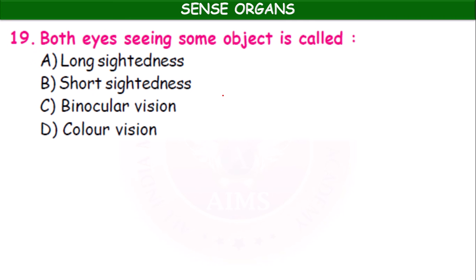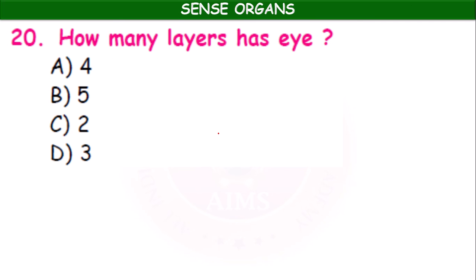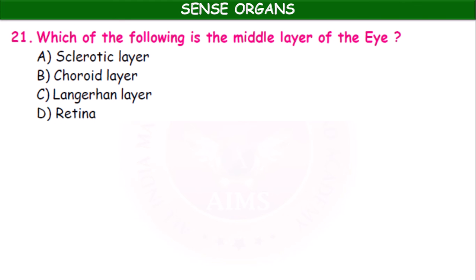Both eyes seeing some object is called long sightedness, short sightedness, binocular vision, color vision. It's binocular vision. How many layers has the eye? There are 3 layers. Here 4, 5, 2 and 3 are given. So what are those 3 layers? Outer sclerotic layer, middle choroid layer and inner retina.